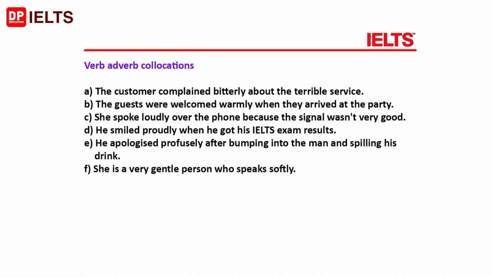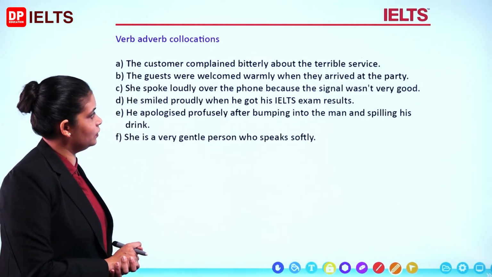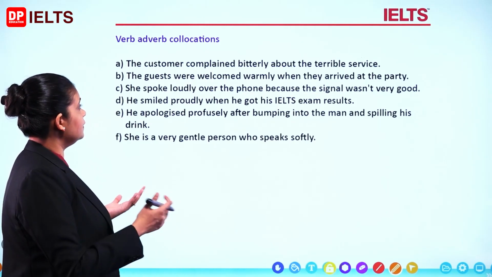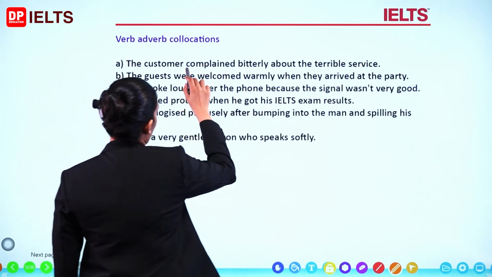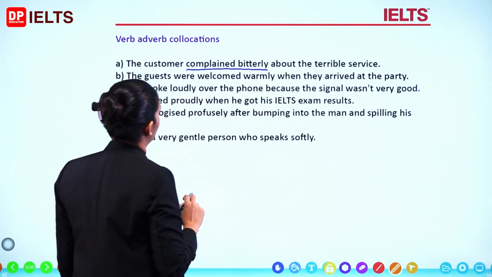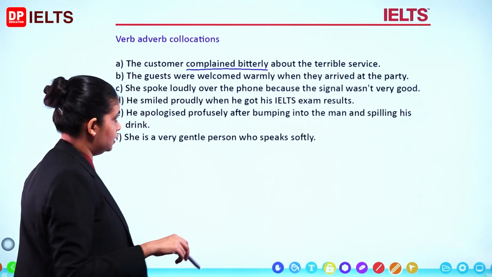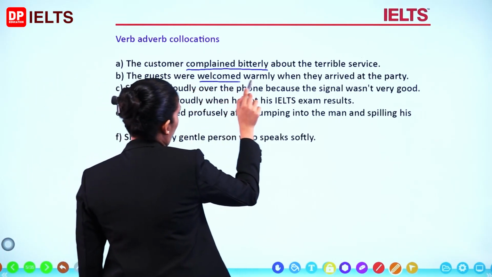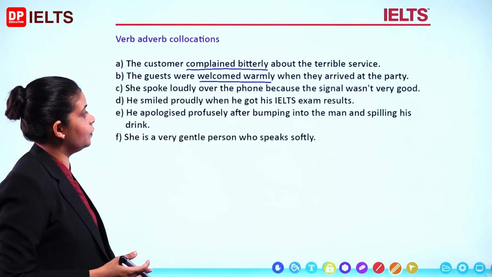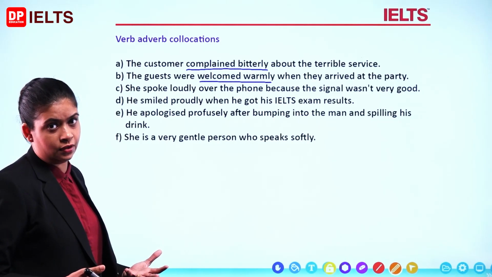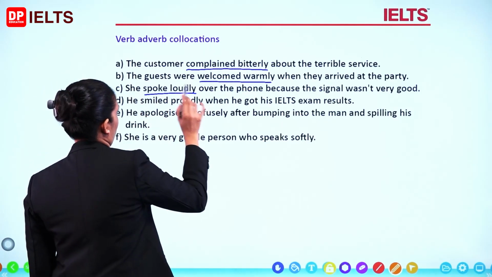Verb-adverb collocations. The customer complained bitterly about the terrible service. So, how did the customer complain? Bitterly. So, complain bitterly would be your verb-adverb collocation. The guests were welcomed warmly when they arrived at the party. So, how were they welcomed? Warmly. There you go. She spoke loudly over the phone because the signal wasn't very good. So, how did she speak? She spoke loudly.